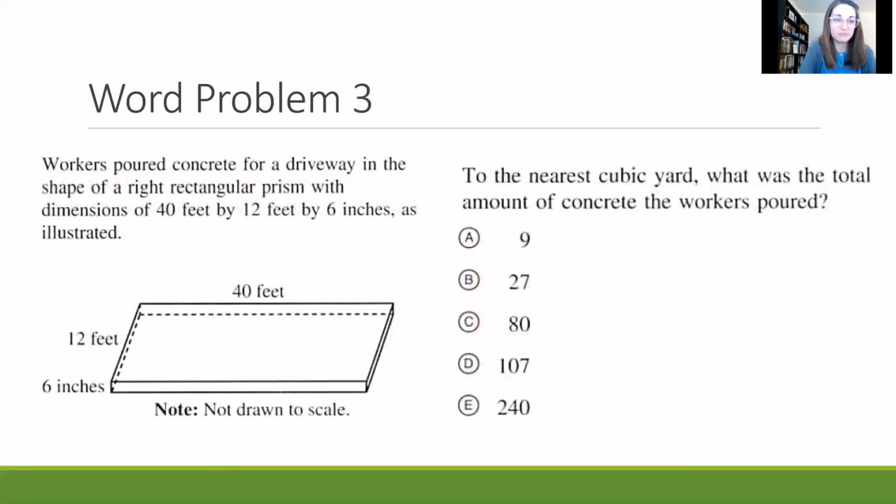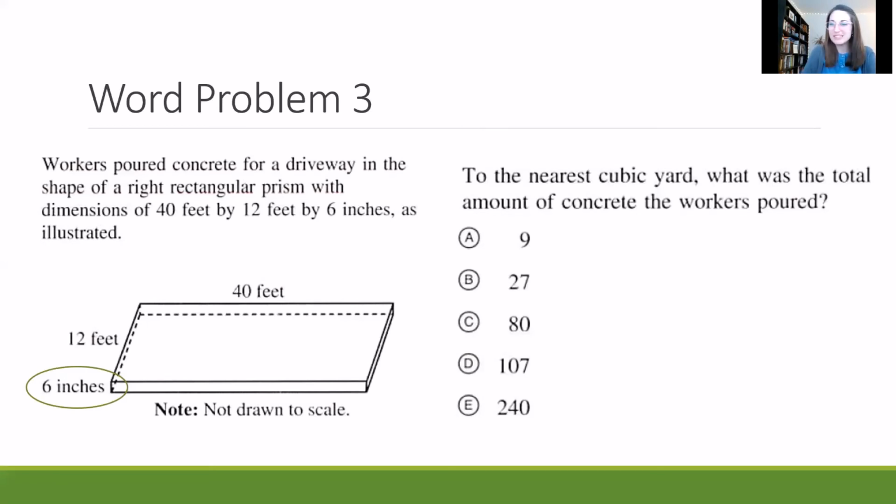Let's look at word problem 3. It says, workers poured concrete for a driveway in the shape of a right rectangular prism with dimensions of 40 feet by 12 feet by 6 inches, as illustrated. To the nearest cubic yard, what was the total amount of concrete the workers poured? So I know from looking at this that we need to figure out how much volume is here because we need to fill that 3-dimensional area with concrete. Now, one problem I run into right away is that these are not all in the same units. So we have feet and we have inches.